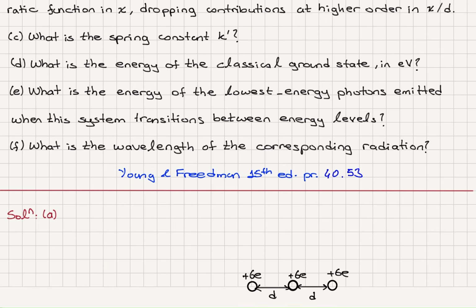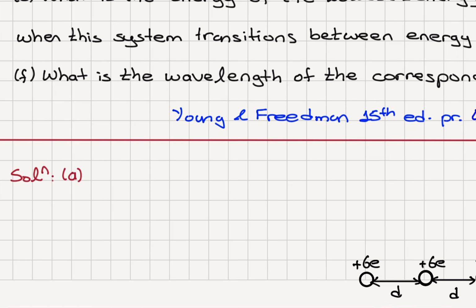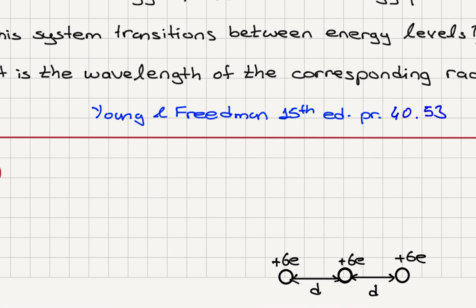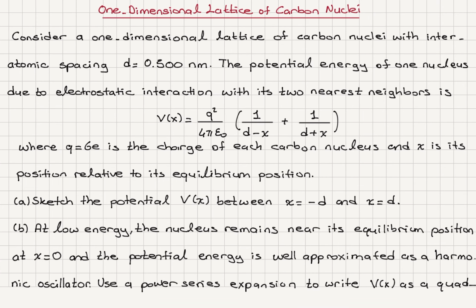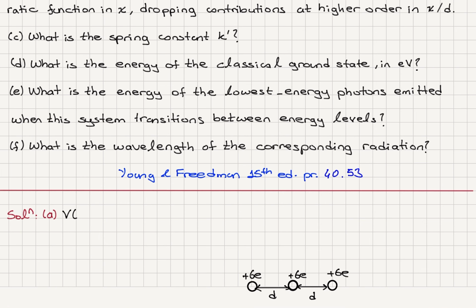So let's rewrite this potential. That's when we have 3 carbon atoms with nucleus charge plus 6e separated by a distance d from each other in one dimension. The potential is given by this expression, kq squared over d minus x plus d plus x, when this moves a distance x to the right, let's say. So this would be d minus x, this would be d plus x.